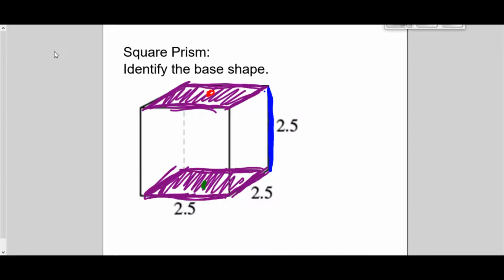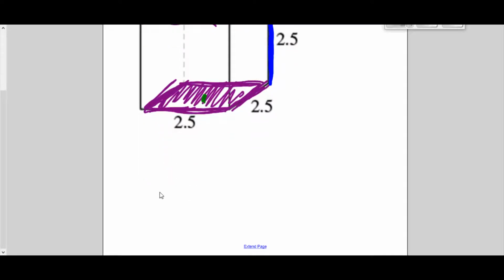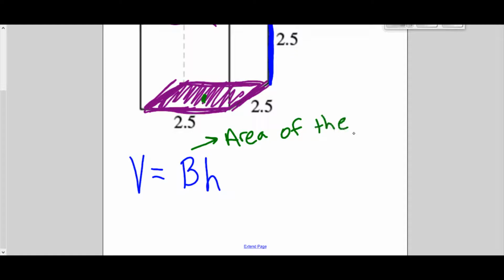So this is the first shape. It's called a square prism. For prisms, the way we find volume is we identify what the base shape is. Here the base shape is a square. So we write volume equals big B times H. The big B represents the area of the base.